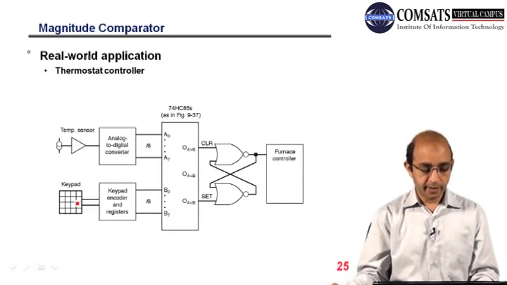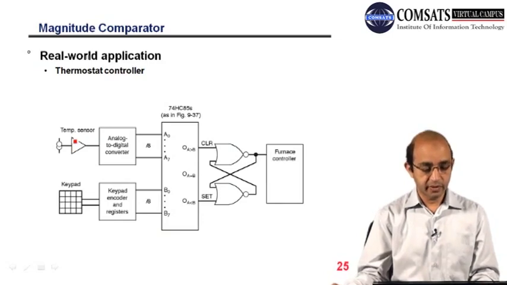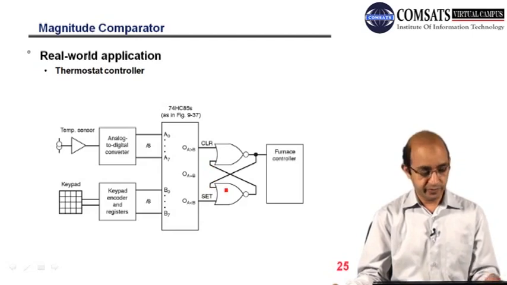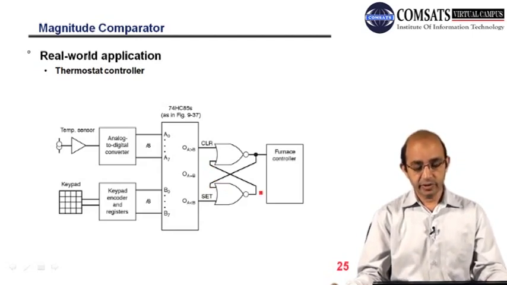Then we can have the keypad, because this is a thermostat controller, so you have to control the temperature. Here you can input the temperature by yourself, and this is the temperature from the environment, taken from the sensor. The keypad values are encoded and represented with B, again 8 bits. Here you can see that we have the comparator, and here this is the flip-flop which we have not studied yet. So this is actually the application of the magnitude comparator. This is the furnace controller.